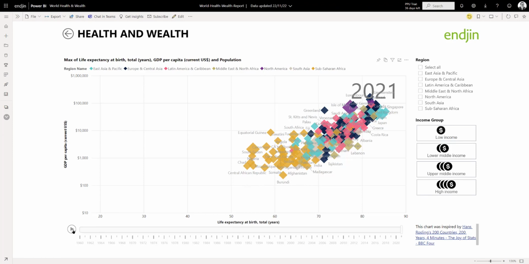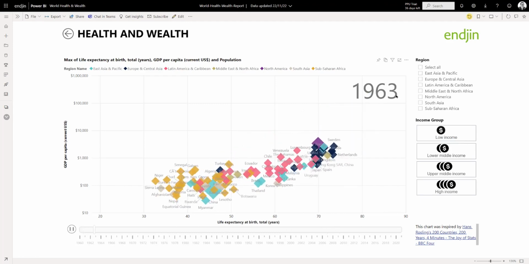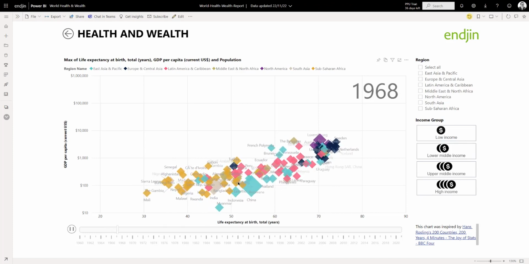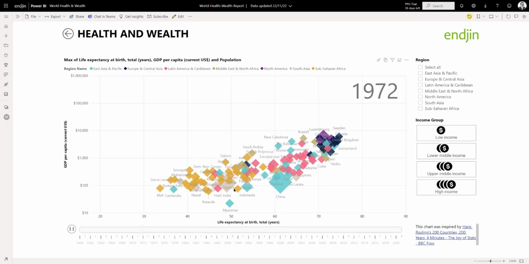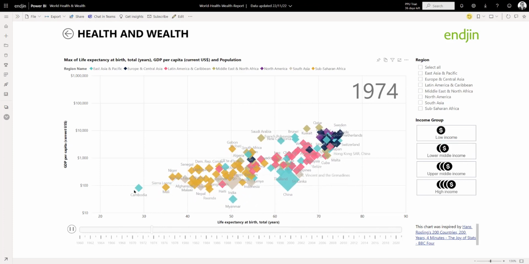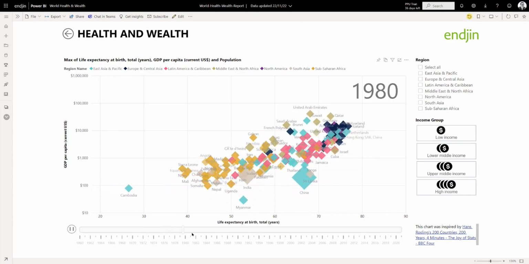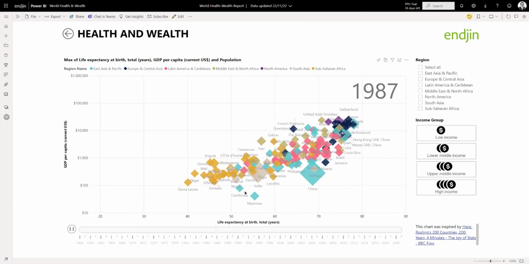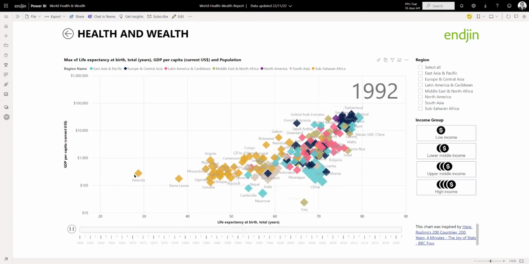So if you wind the clock back to 1960 and play the data, as you can see here, year by year, you can see how the countries are generally moving towards the right and also upwards on the chart. But you can also see times where countries like Cambodia take massive shocks. So in the late 1970s, Cambodia suffered from famine and war, and that had a massive impact on their life expectancy. Similarly, you can see Rwanda here.